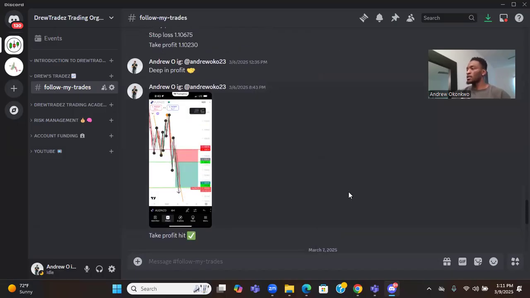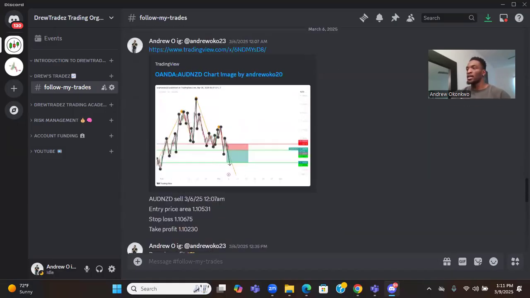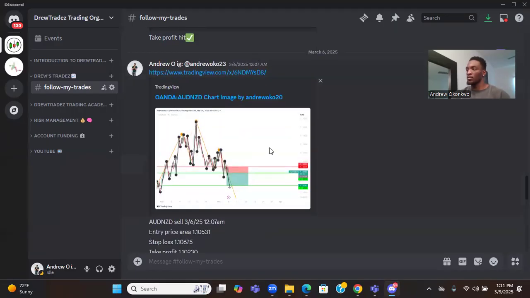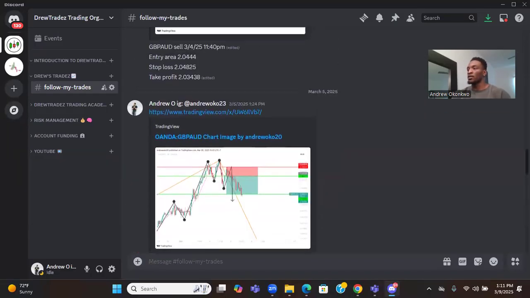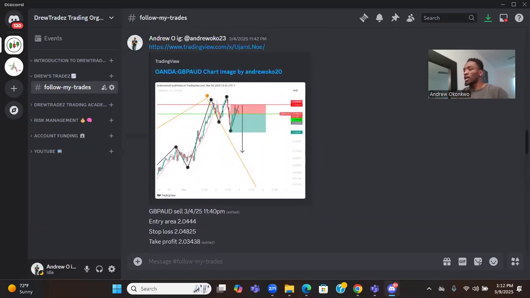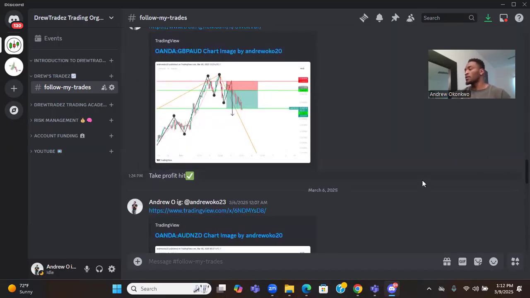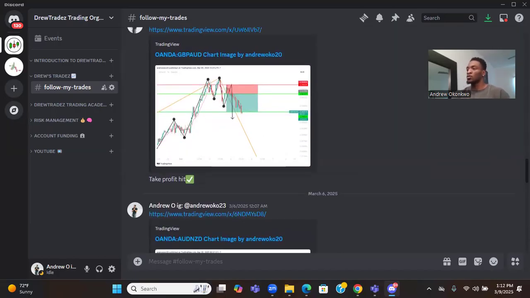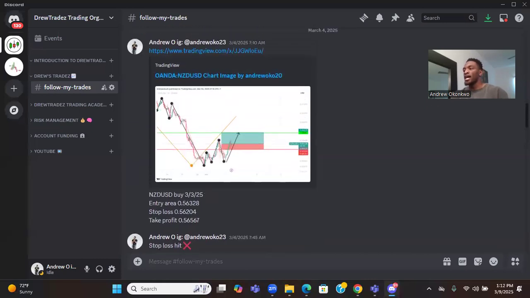This was AUDNZD. We had sent this out Thursday morning at 12. This is where market's at. We'll break this down, show you exactly why we had profited on that. Then we profited on GBPAUD as well. This is where market was at during that time. Sent this out at about 11:40 p.m. Market came all the way down, hit our take profit, hit a nice 1-to-2 ratio off that.